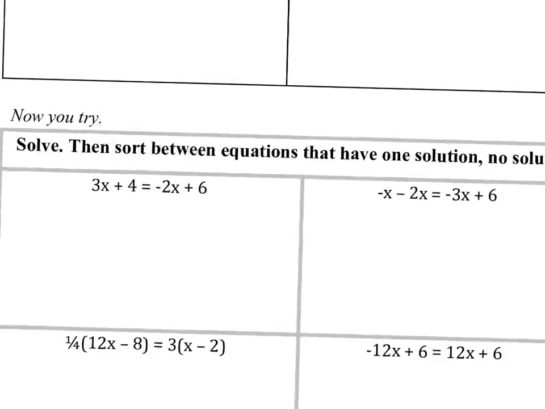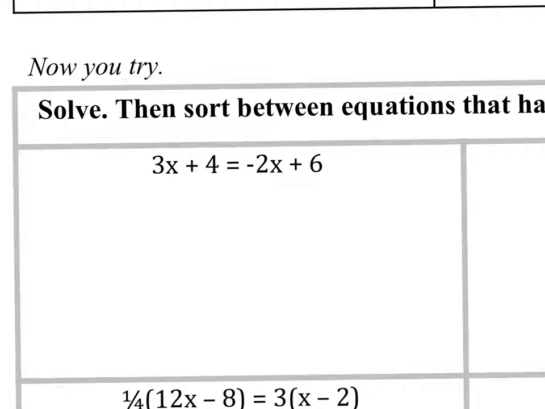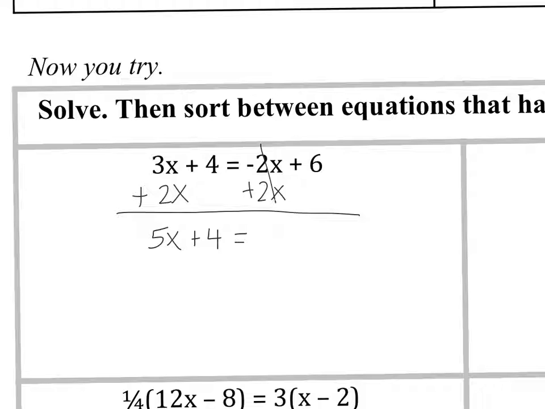So we're going to try some of these here. So I notice how I have a 3x and a negative 2x. I always want to get my x's together. So I'm going to add 2x. This is a negative 2x. You could also subtract 3x. So this 3x plus 2x. I don't want to add 2x to 4 because that's not like terms. So I'm just going to add 3x to 2x. And that gives me 5x plus 4 equals, this cancels out, 6.